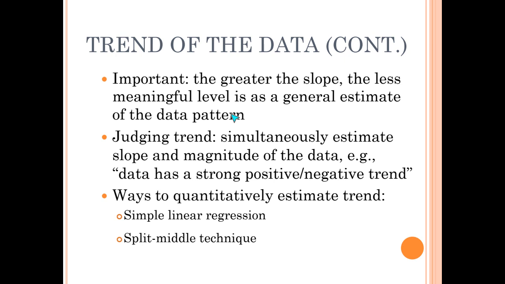And like I said before, you should be judging the trend. Simultaneously, you estimate the slope and magnitude of the data. For example, you could write data has a strong positive trend or it has a strong negative trend if it decreases. Later on, tomorrow I will talk to you about linear regression. That is a statistical approach, how you can actually express the magnitude of that slope, but you could also draw in the middle line, the trend line, and that can be done relatively easily by using a procedure that is known as the split middle technique. We will later on see how that works.